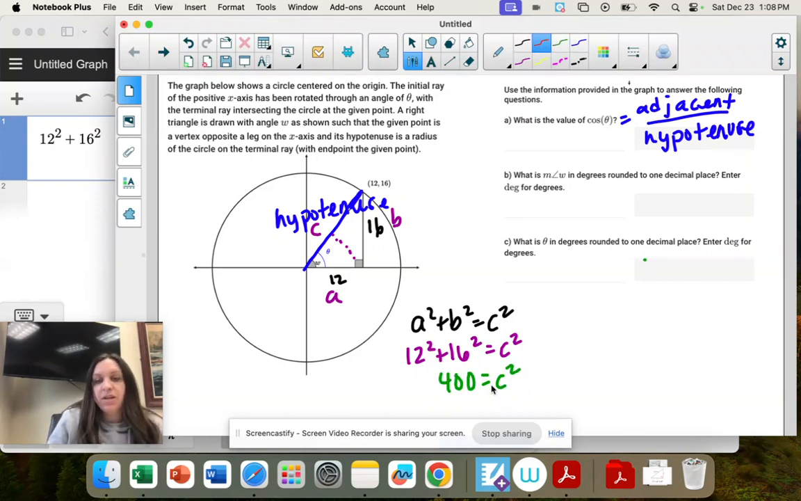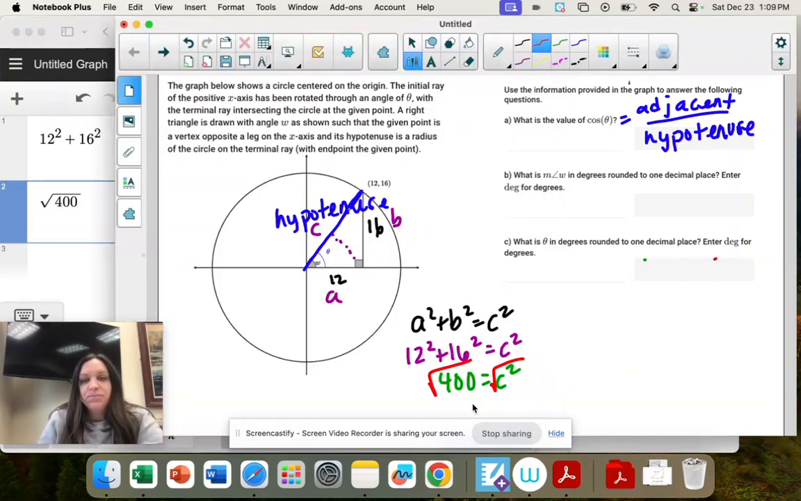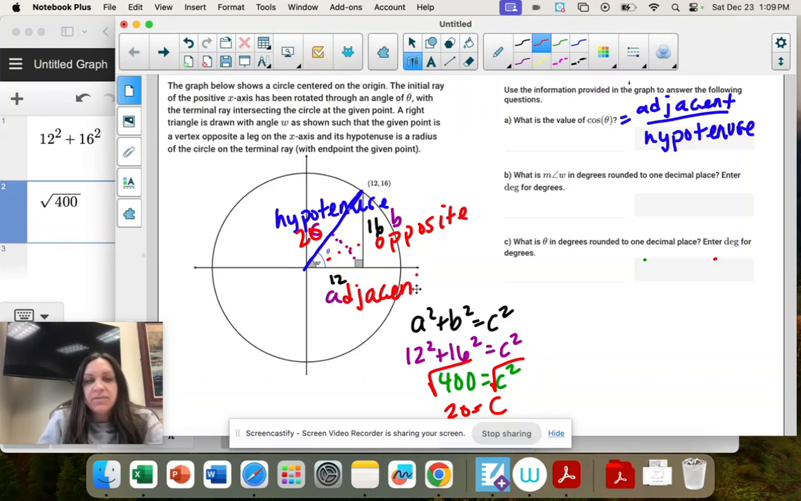And then to get rid of the square, we take the square root of both sides. So we want square root of 400, which is 20. So C equals 20. Now we need to figure out which side is the adjacent side. Well, the one across is the opposite, and the remaining side next to it is the adjacent. So it's 12 over 20. Those both divide by 4. So 3/5.